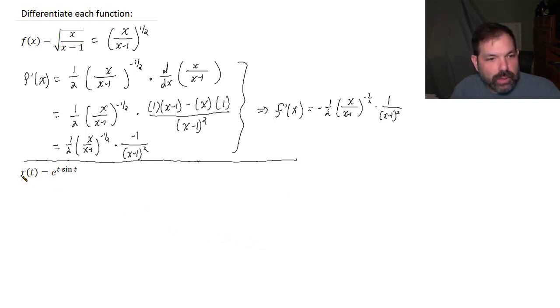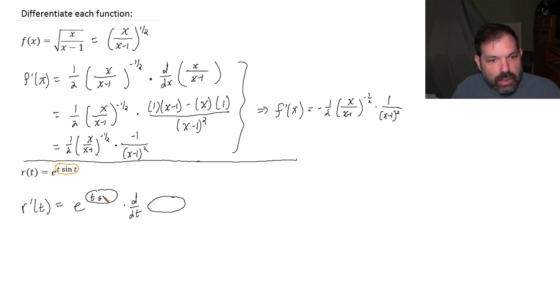All right, why don't you try this one out? Take r of t equals e to the t sine t and calculate its derivative. All right, so how I see this is I have r of t is e to a power. The derivative of the exponential function is the exponential function. So r prime of t is then going to be e to that power times the derivative with respect to t of that power. So e to the t sine t times the derivative with respect to t of t sine t.